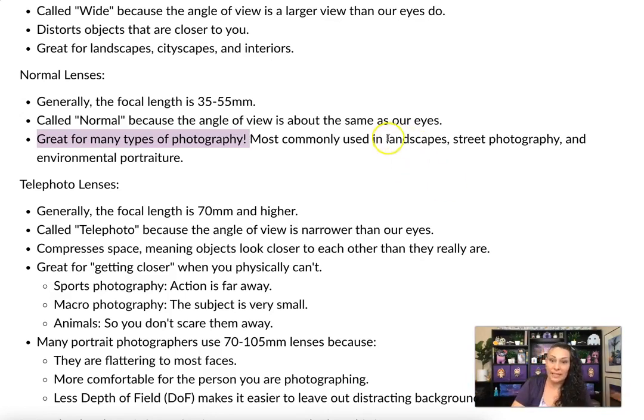It's used a lot in landscapes, street photography, where you're just going around the world trying to snap snapshots of the everyday life going on, and environmental portraiture. Environmental portraiture, if you're not aware of this term, is kind of like a combination of a landscape shot with a person in it, and it's really about helping communicate that person and their relationship to the environment around them.